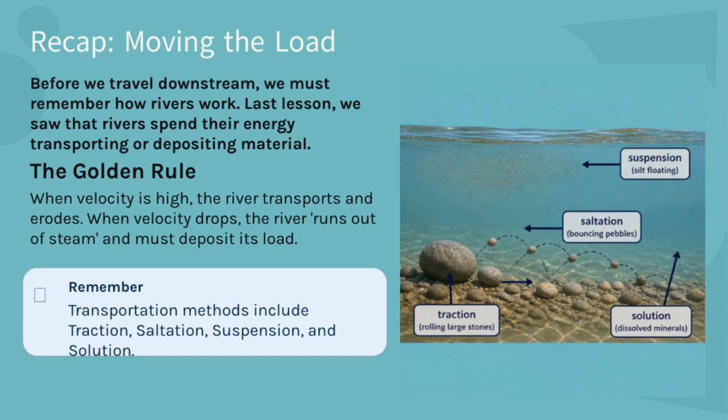There are four main transportation processes. Traction is when large boulders are rolled along the riverbed. Saltation is when smaller stones bounce along the riverbed. Suspension is when fine particles such as silt and clay are carried within the water. Solution is when dissolved minerals are carried in the water. These transport processes matter because they help explain why rivers change downstream. As a river becomes more efficient, it can carry more material. But when it loses energy, it has to deposit some of that load.